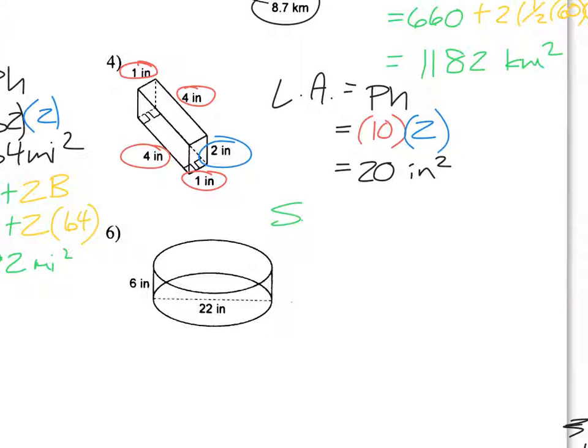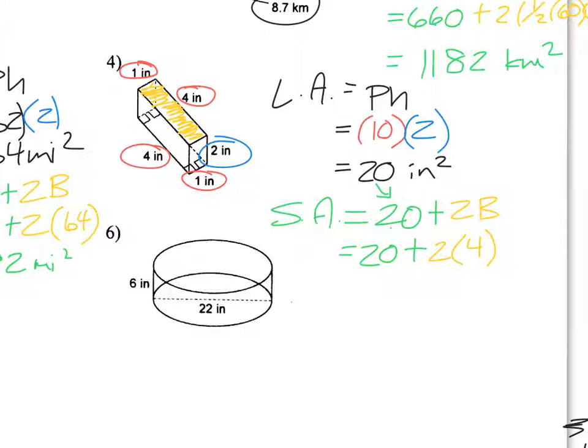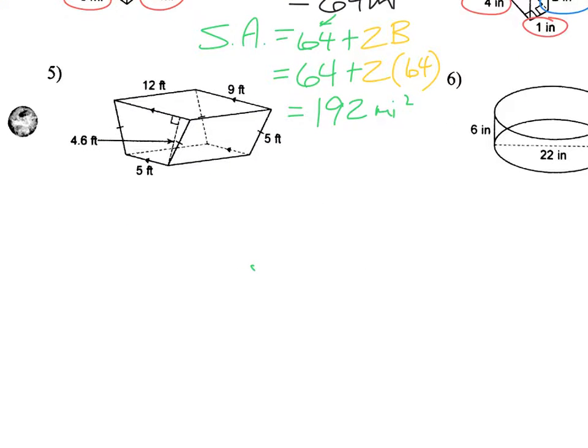Surface area, I bring that down, plus 2 times big B. What is B? B is the base, which is this rectangle right here. So that's going to be 20 plus 2 times the area of that rectangle is base times height, so it's 1 times 4, which is 4, and that's 8. So 20 plus 8 is 28 inches squared, and there's your surface area. All right, next one.